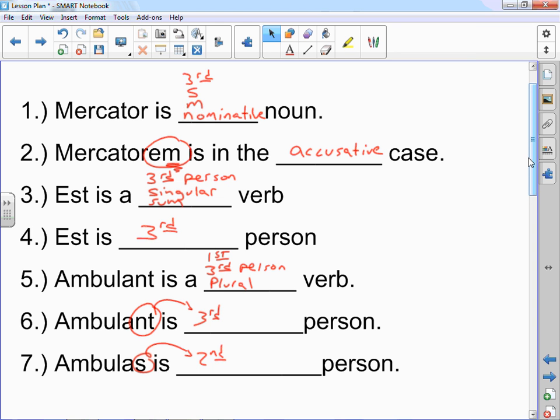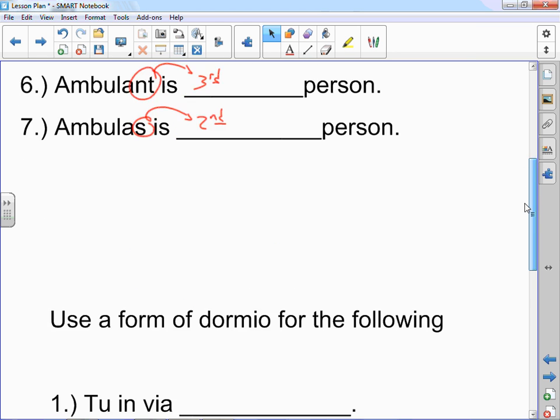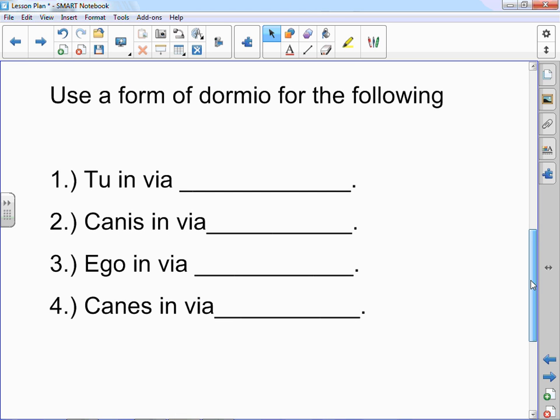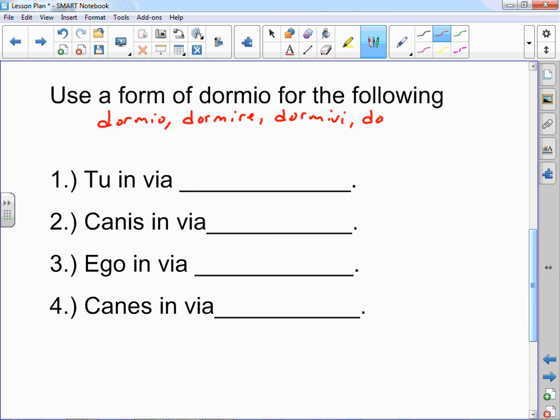Let's scroll down here a little bit. Use the form of dormio for the following. So you're going to use the verb dormio, and I'll give you the forms. There's dormio, dormire, I believe those are them, and then it's to sleep. So I want to complete these four using dormio. So hit pause, try it out. Let's see if you get it right.